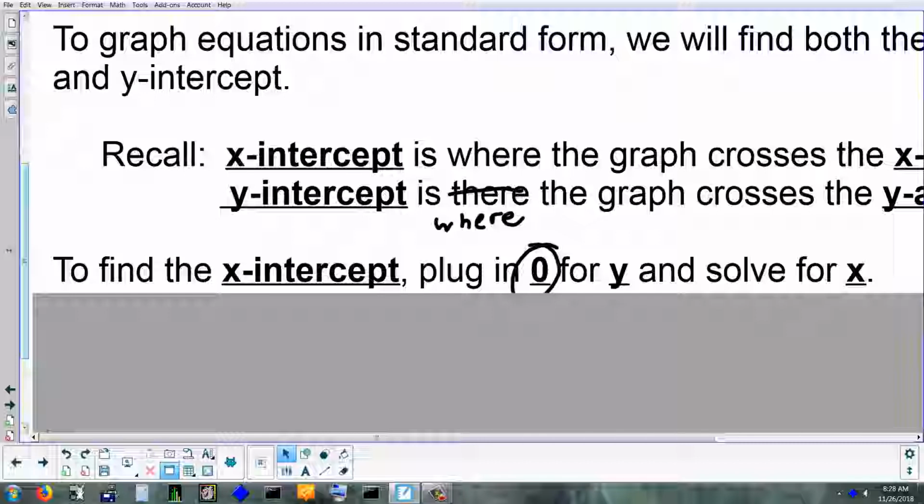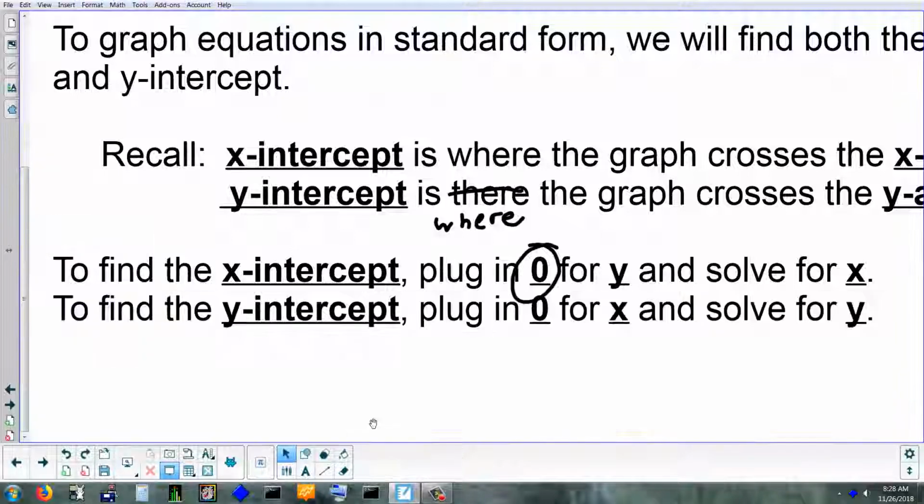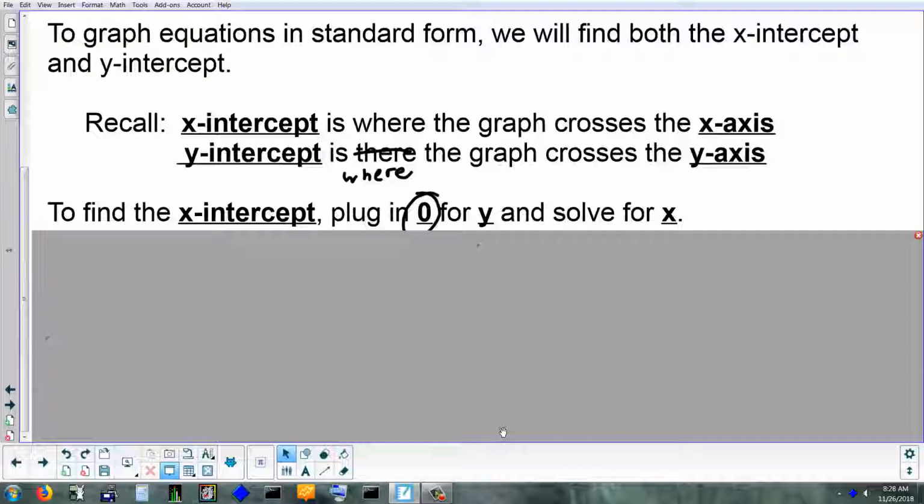When we're given an equation, it's going to be in standard form. So when we're given an equation that's in standard form, we want to find the x-intercept. We're going to plug in 0 for y, and that will allow us to solve for x. It might seem a little confusing. You guys kind of did that in the warm-up. It may seem a little confusing right now when you don't actually see an example, but we'll do one.